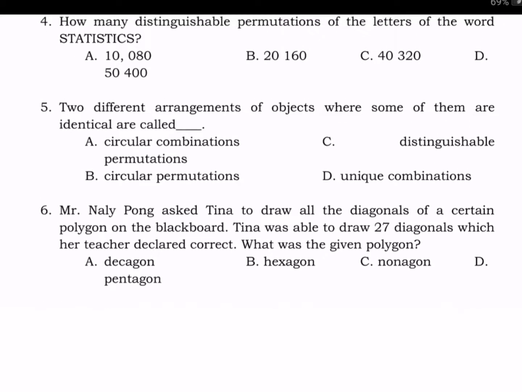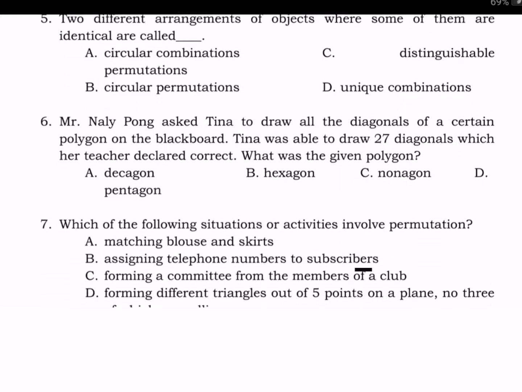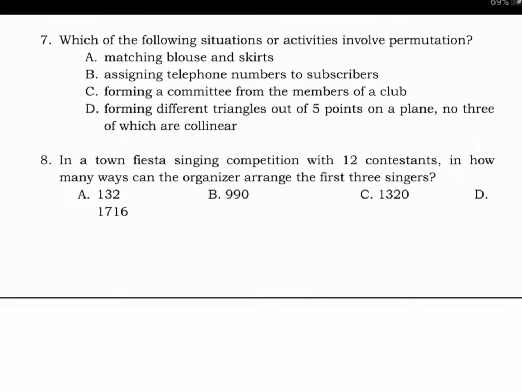Number 6. Mr. Nalipong asked Tina to draw all of the diagonals of a certain polygon on the blackboard. Tina was able to draw 27 diagonals, which her teacher declared correct. What was the given polygon? For number 6, the answer is C, nonagon. Number 7. Which of the following situations or activities involve permutation? The answer is D. Forming different triangles out of 5 points on a plane, no 3 of which are collinear.